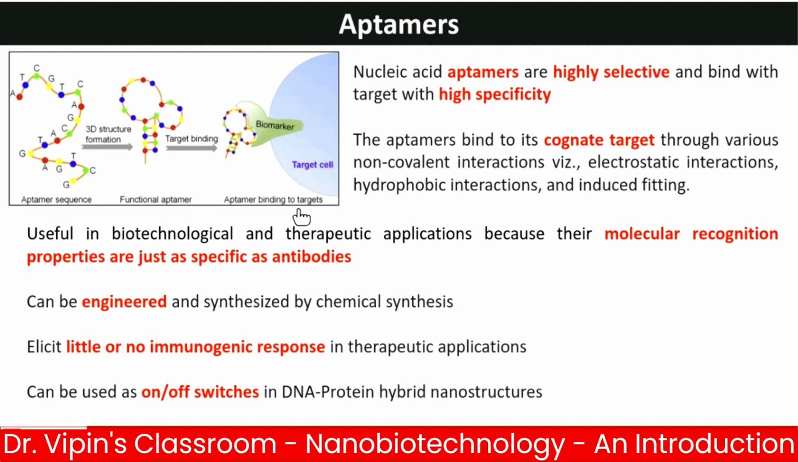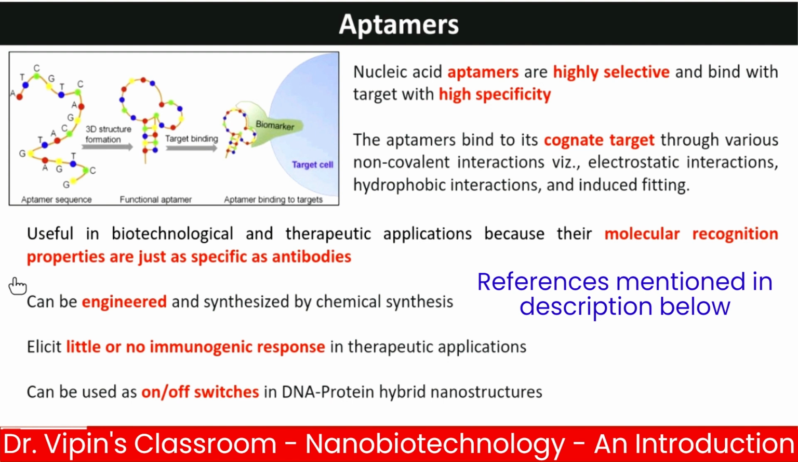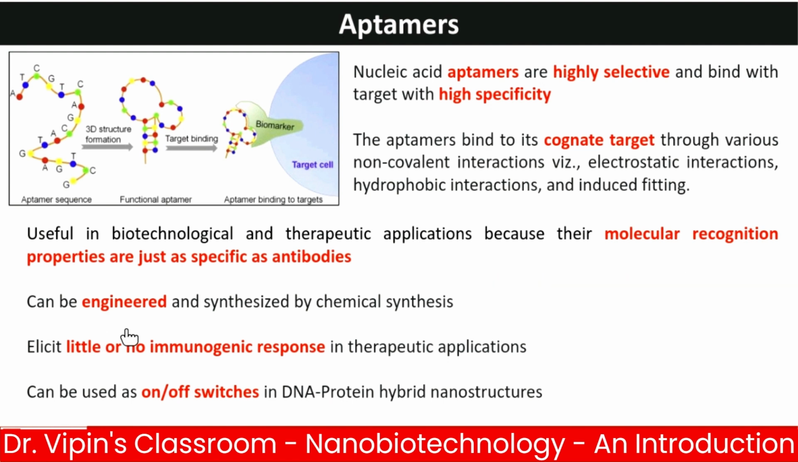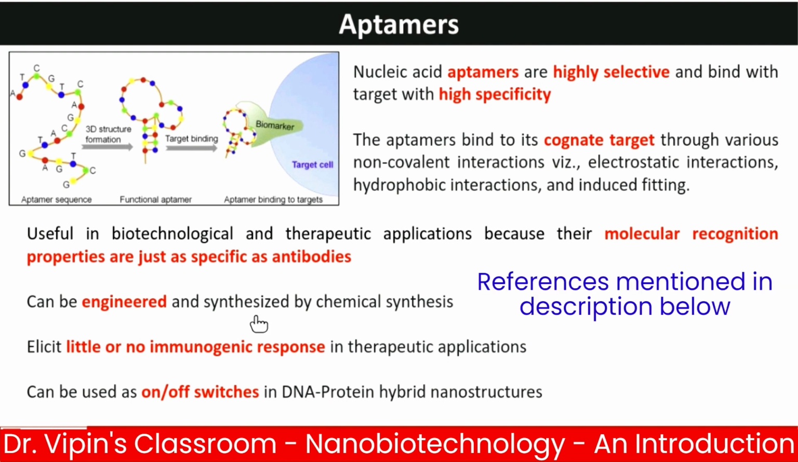So instead of an antibody, you can use an aptamer, and when the aptamer binding takes place, you can have the release of your drug. So there has to be a biomarker that the aptamer will identify. So you can do a targeted delivery of the drug using an aptamer, right? It can be engineered, and the important property of aptamers is they could be synthetic molecules. They need not be natural molecules. They can be engineered and synthesized by chemical synthesis. They elicit little or no immunogenic response in therapeutic conditions, and they can be used as an on-off switch.